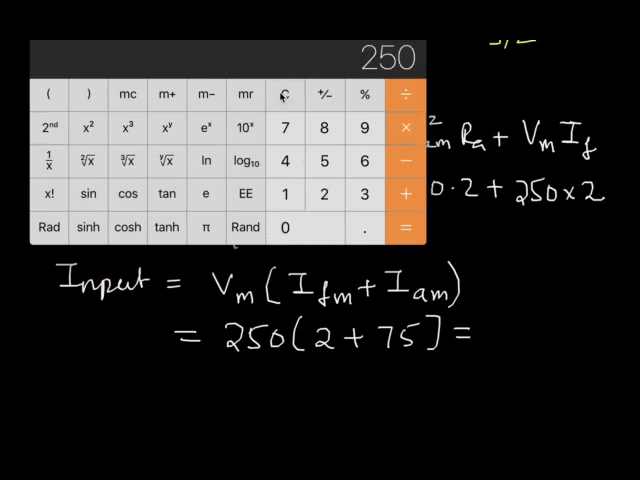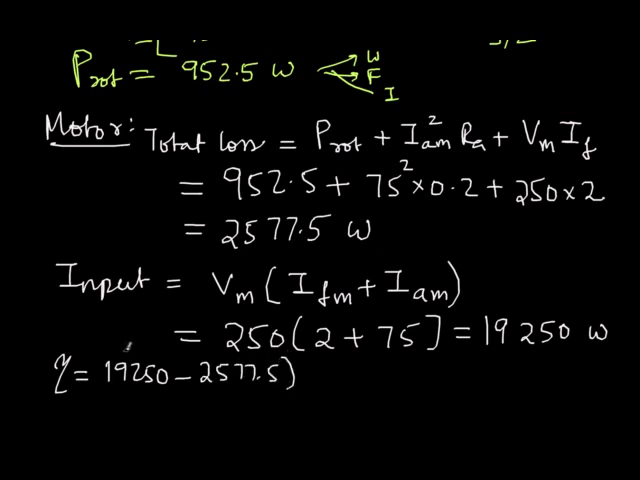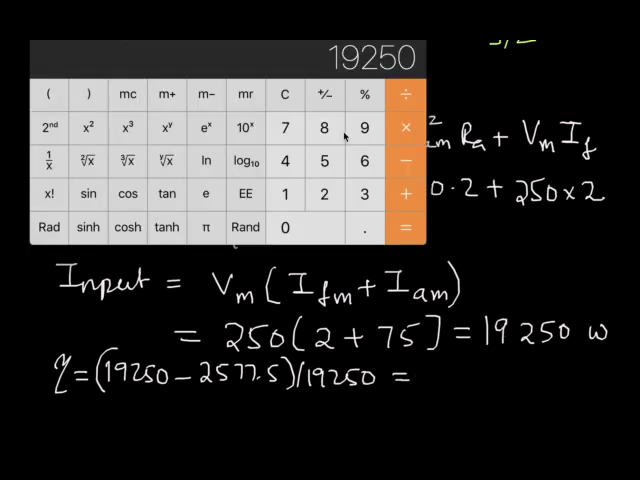250 multiplied by 77 is 19250. So 19,250 watts is the input. Now I have the input and losses, so I can find the efficiency. Efficiency is nothing but input minus losses, that is 19250 minus losses, 2577.5, whole divided by input 19250. So this I'll convert into percentage.